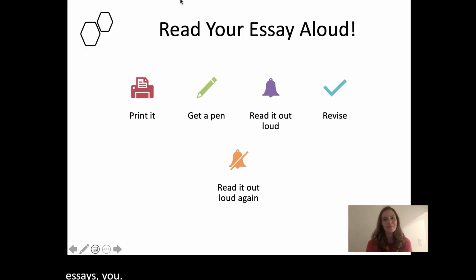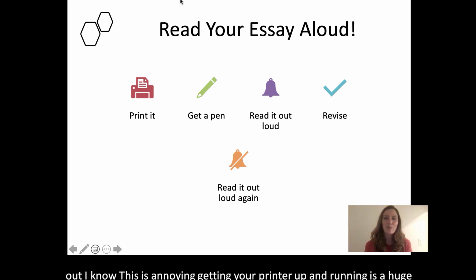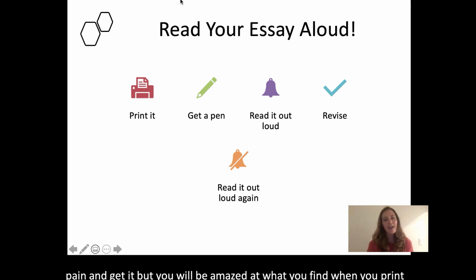I know you can. And then my final tip, this might be the most important thing, even though it seems so obvious. Read your essay out loud. You need to print it out. I know this is annoying. Getting your printer up and running is a huge pain. I get it. But you will be amazed at what you find when you print it out and you have it on a piece of paper. Get out a pen and then read your essay out loud.